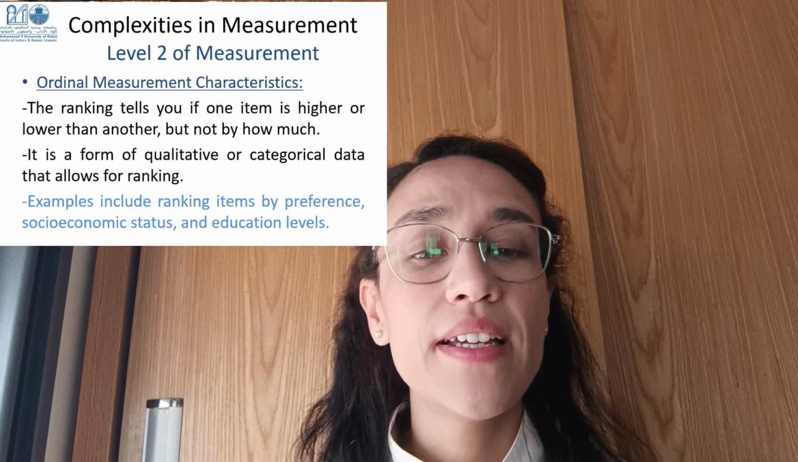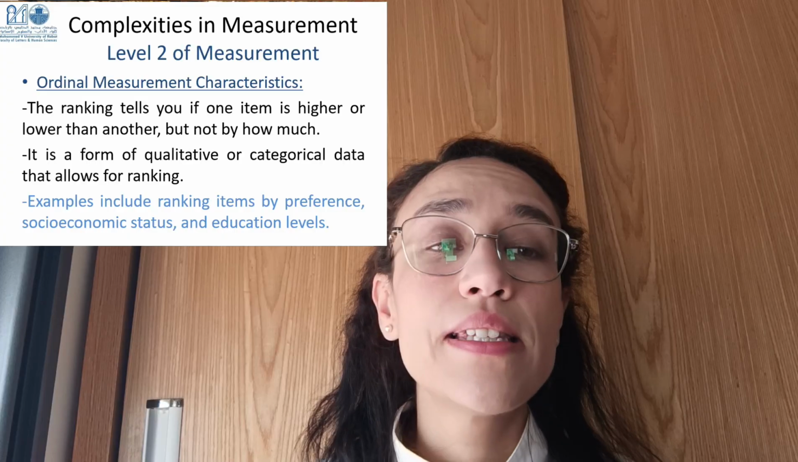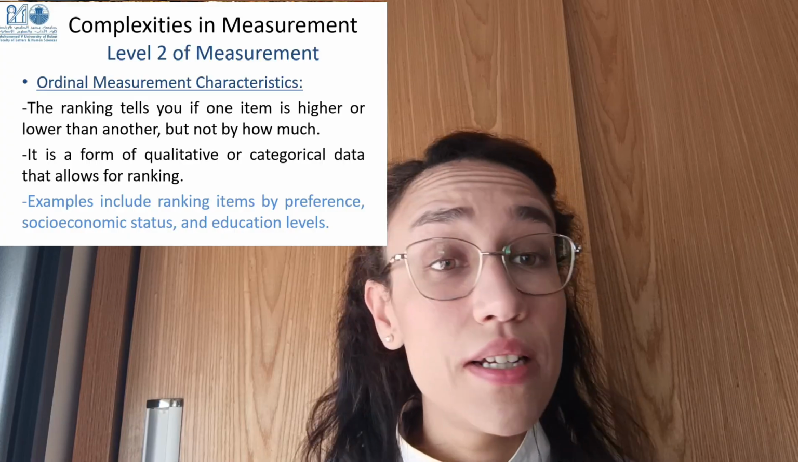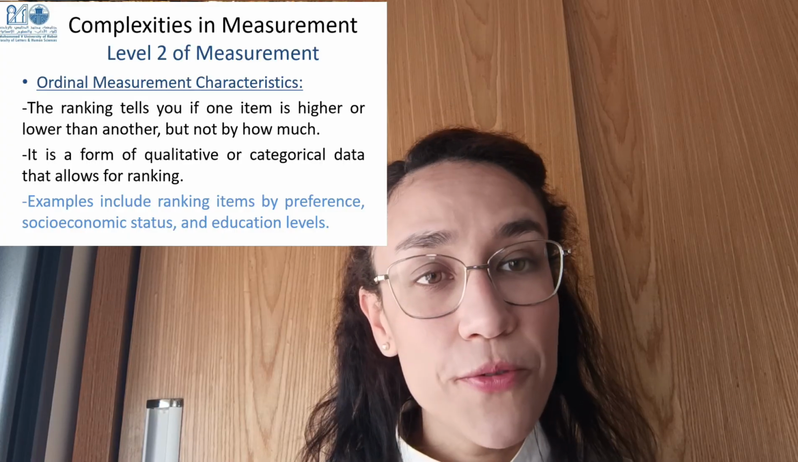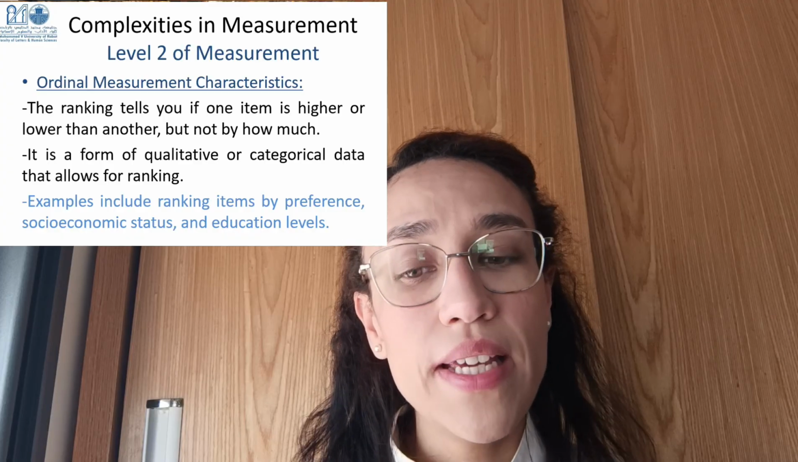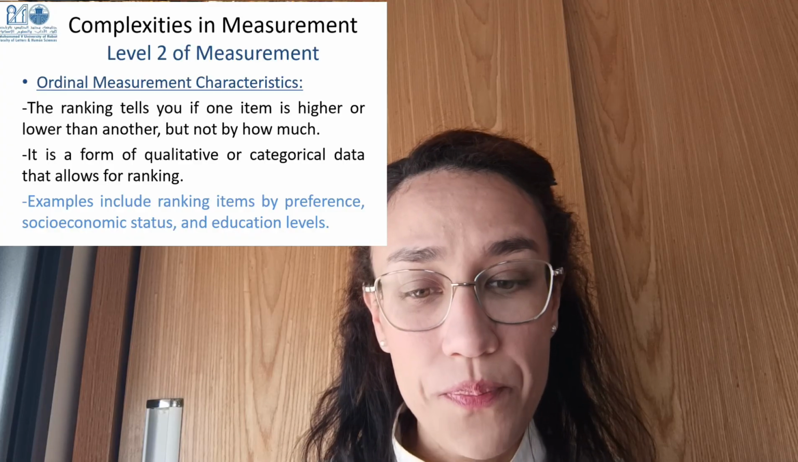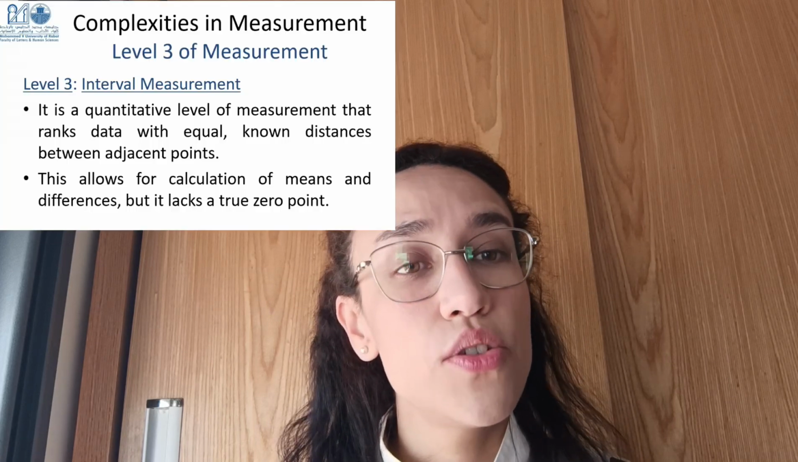Characteristics of ordinal measurement include the ranking tells you if one item is higher or lower than another, but not by how much. It is a form of qualitative or categorical data that allows for ranking. Examples include ranking items by preference, socioeconomic status, such as saying low, middle, high socioeconomic status, and educational levels, such as saying bachelor, master, PhD, etc. The third level of measurements is interval.